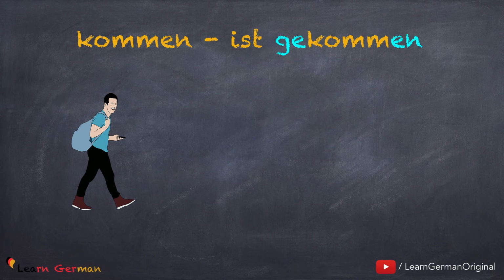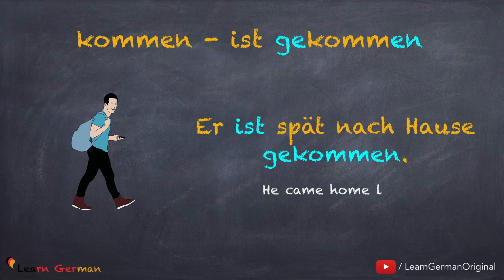Next verb is kommen, ist gekommen. Kommen doesn't have a Vokalwechsel in the present but in its Präteritum form. That's why it's an irregular verb. The Präteritum for kommen and other verbs you will be doing in A2. So in Perfekt, such verbs just take a ge plus Verbstamm plus en at the end. And here's an example. Er ist spät nach Hause gekommen.